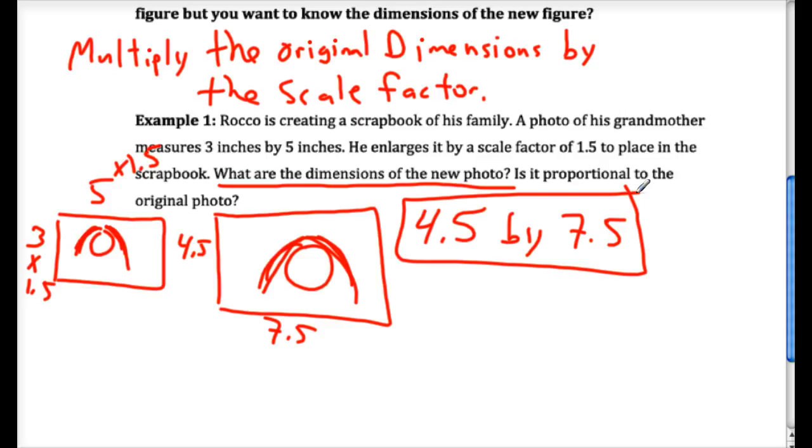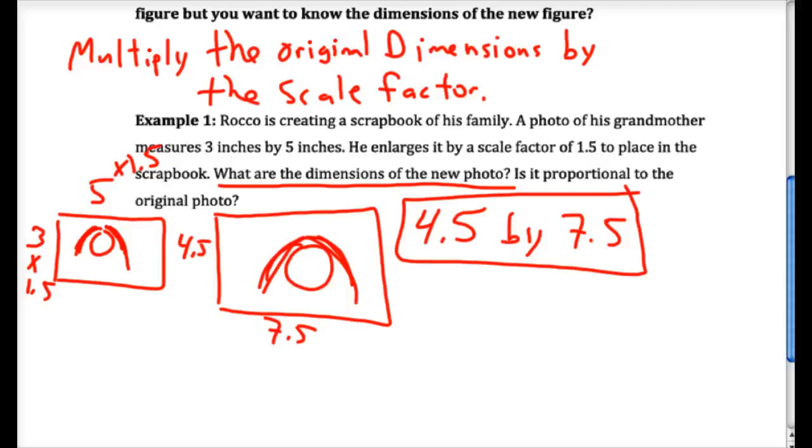And then, is it proportional to the original photo? I don't think we talked about proportions yesterday, did we? Is anybody smart enough to remember what a proportion is from last year? You guys know, believe it or not. I'll tell you guys what it is. What do you remember? Right, it's 2 ratios that are equal.